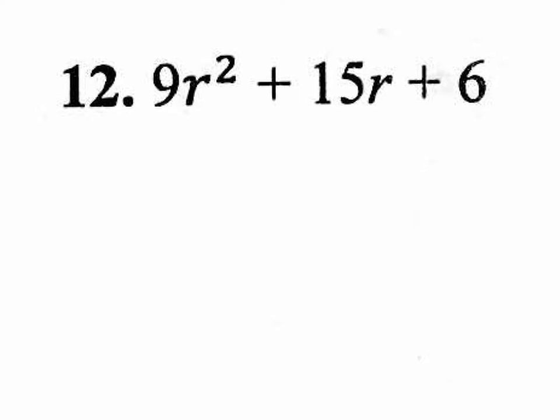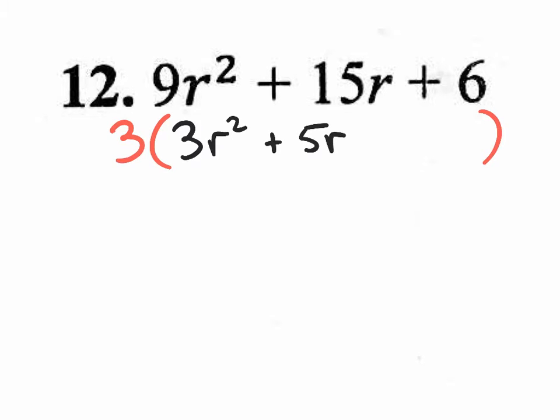Now, on number 12, even before doing A times C, what should we do first? Pull out the GCF. So let's pull out a GCF and see how that helps us. What is a GCF? 9, 3, 3. So we have a 3r squared left over, a 5r left over, and a 2 left over.